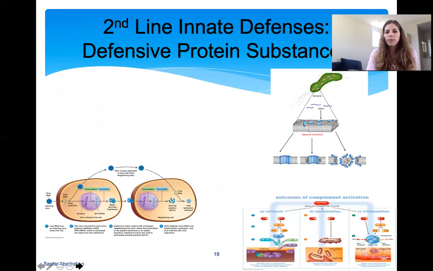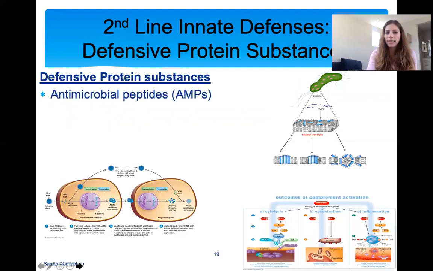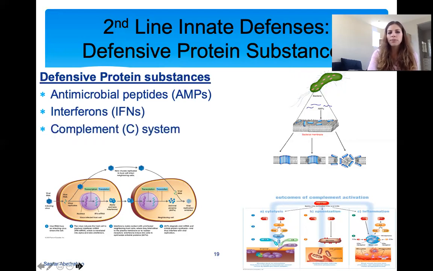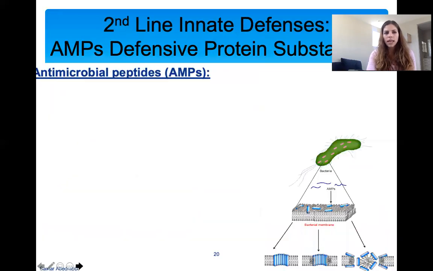Now we're going to talk about another second line of innate defenses, which are defense protein substances. When you look at your body, you have different types of proteins that defend you against infection, and we lump them into defensive protein substances. The different defense protein substances that we're going to talk about are antimicrobial peptides, interferons, and the complement system, which are all made up of proteins. So the first one, antimicrobial peptides.